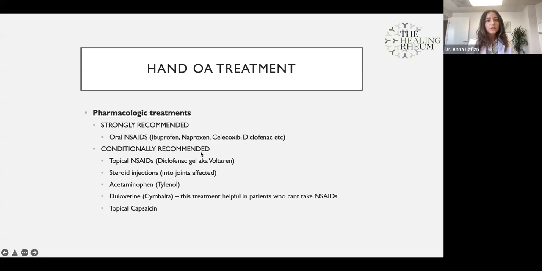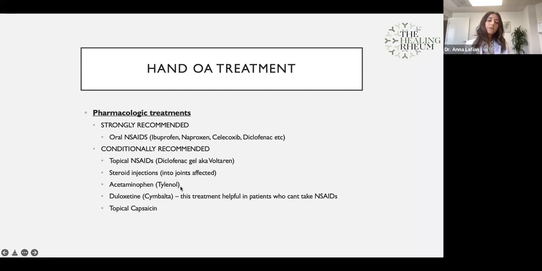As far as medications, this is specifically for the hand, because they looked at the evidence in different parts of the body. They did the hip and knee, and then they did the hand. Oral NSAIDs, again, were strongly recommended. They felt that provided the most pain relief. But remember what I said about contraindications. Conditionally recommended were topical NSAIDs like diclofenac gel, also known as Voltaren, and steroid injections into the affected joints. At times, yes, we can inject the CMC and even other small joints of the hands, but it's not strongly recommended. It's conditionally recommended. Tylenol as well.